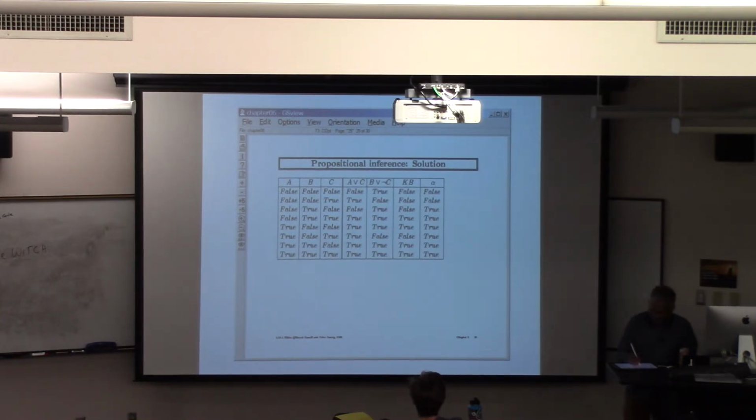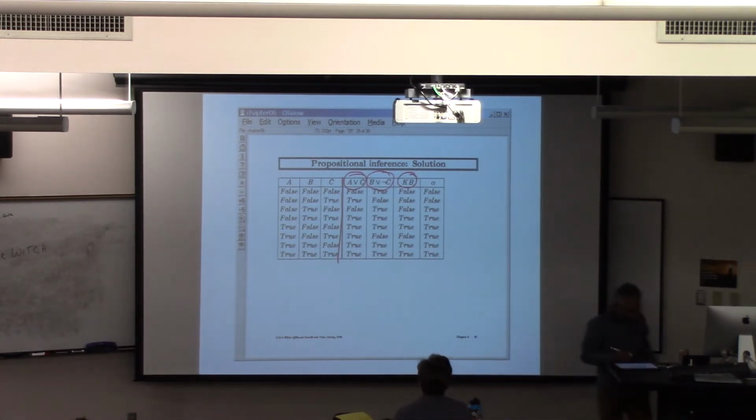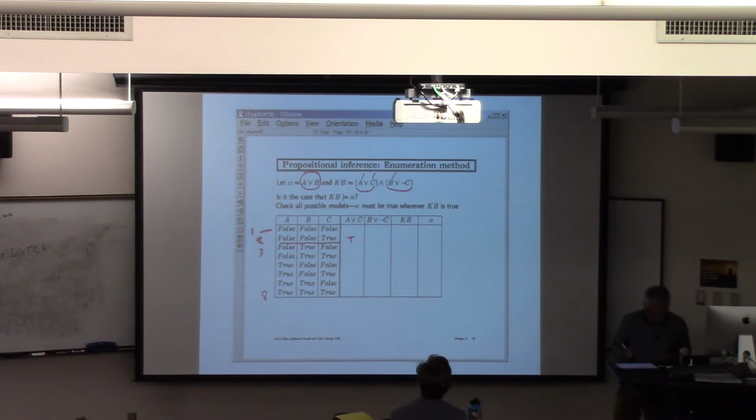Right? Up until this is what you've been given. If you fill up this table, this is for A or C, this is for B or not C. This is for knowledge base. Knowledge base means the conjunction of these 2 columns. Right? Knowledge base is the 2 sentences together. So conjunction of the 2 columns. Okay? And then this is the alpha. Alpha is basically, what was the alpha? Alpha is A or B.